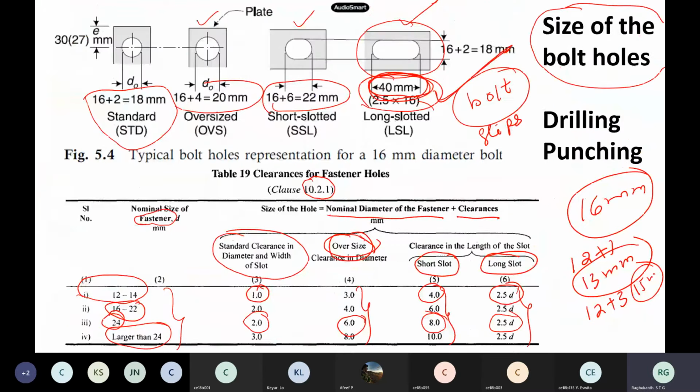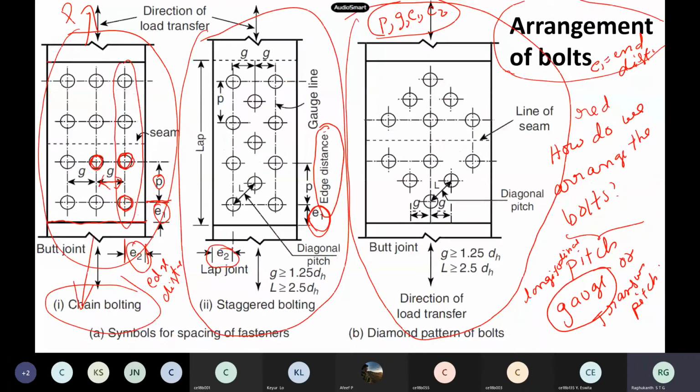So when you want to arrange the bolts, of course the first thing is the bolt size, which we also discussed in the previous class. For the arrangements, there are a lot of options: chain bolting, staggered, diamond, a variety of things. The most important thing is you should know how to arrange these bolts and the distances: the pitch, the gauge, or longitudinal pitch, transverse pitch, the end distance, and the edge distance. They matter a lot, so you have to design this.